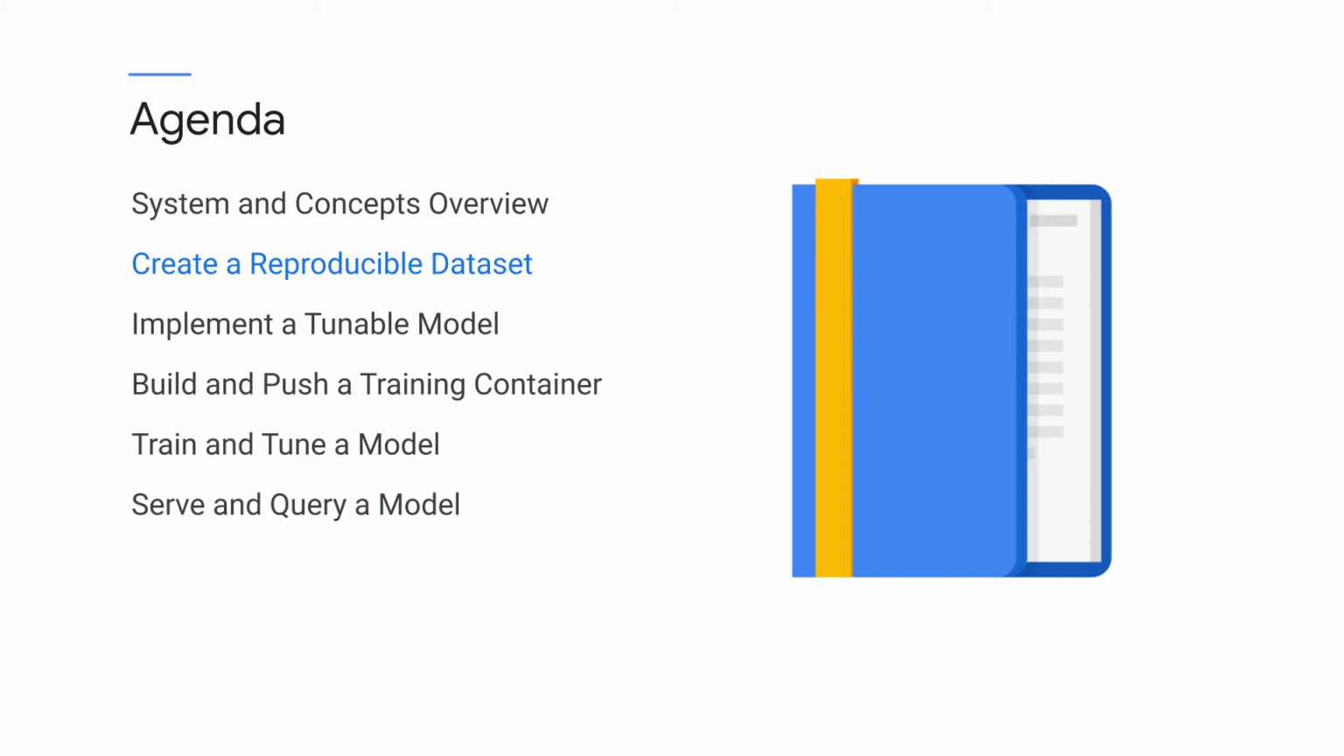Let's now dive into the details. We will start by explaining how to create repeatable splits of the dataset using BigQuery and how to store them in cloud storage as CSV files.